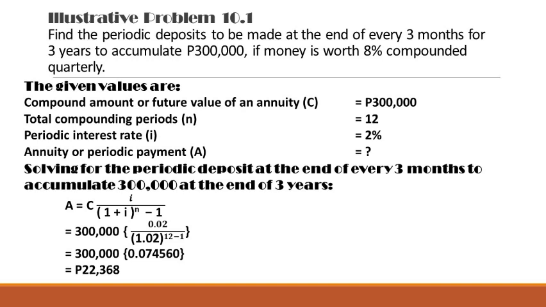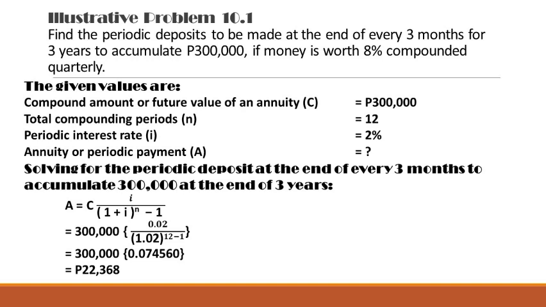So first, we have the problem. Find the periodic deposits to be made at the end of every 3 months for 3 years to accumulate 300,000 pesos if money is worth 8% compounded quarterly. So here are the given values. Compound amount or the future value of an annuity C is equals to 300,000 pesos. Total compounding periods or N is equals to 12. Periodic interest or I is equals to 2%. And the annuity or the periodic payments, which is what we're going to acquire.